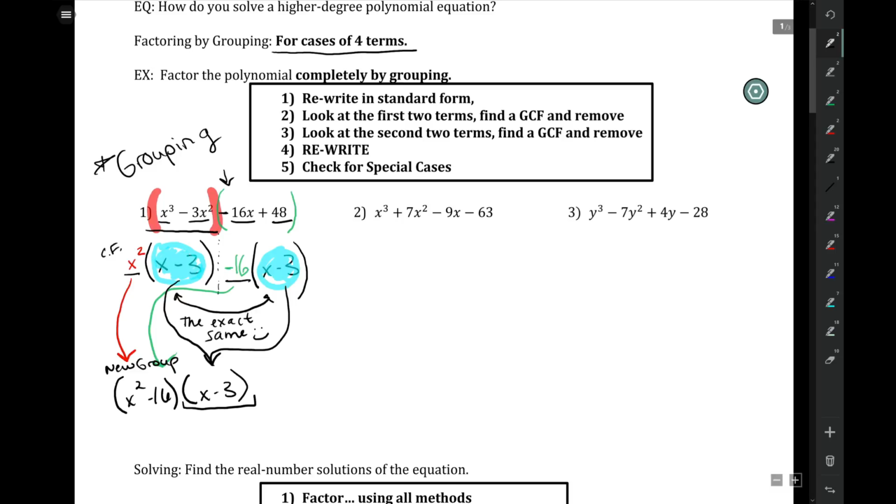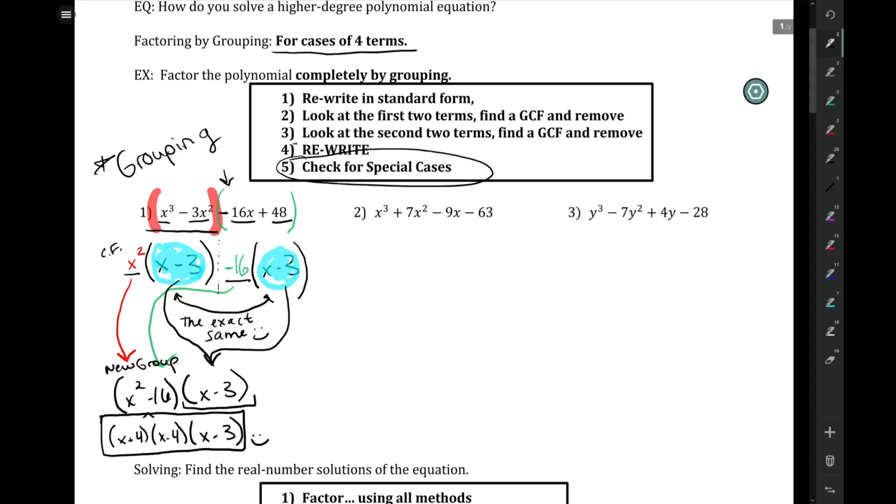And hey, from here now, we can look at the 2 terms, find GCF, rewrite, check for more special cases. So an x squared minus 16 is really an x plus 4 and an x minus 4, and then we have the x minus 3. Okay, and that is all factored out, ready to go.